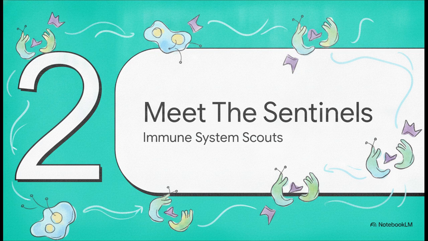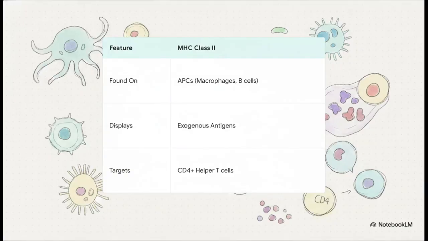Moving right along to part 2, let's meet the sentinels, the true scouts of the immune system. Here's the thing, not just any cell gets to wield this MHC Class II billboard. It is highly exclusive. It's only found on specialized antigen-presenting cells, or APCs. We're talking about your dendritic cells, macrophages, and B cells.